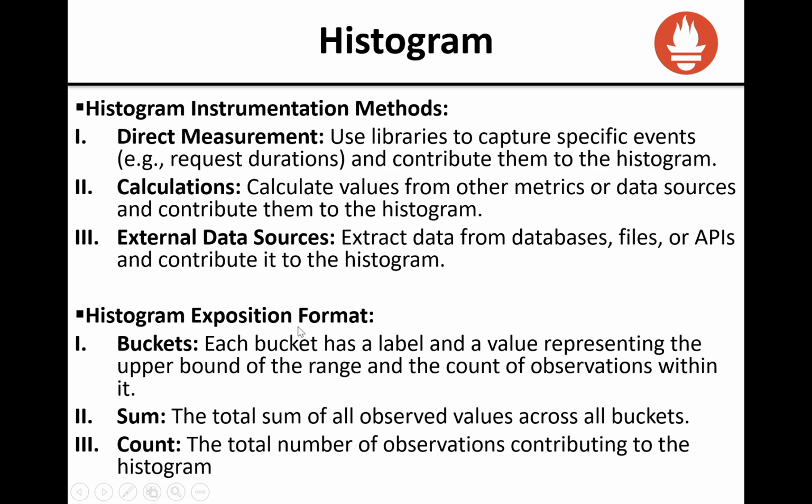Histogram exposition format. It has three parts, which are buckets, sum, and count. In the buckets, each bucket has a label and a value representing the upper bound of the range and the count of observations within it. In the sum, the total sum of all observed values across all buckets. In the count, the total number of observations contributing to the histogram.